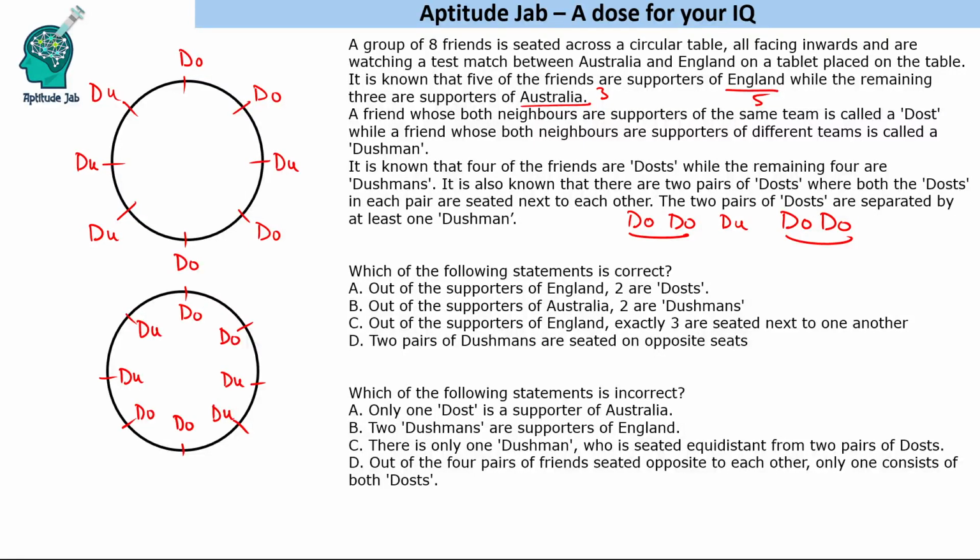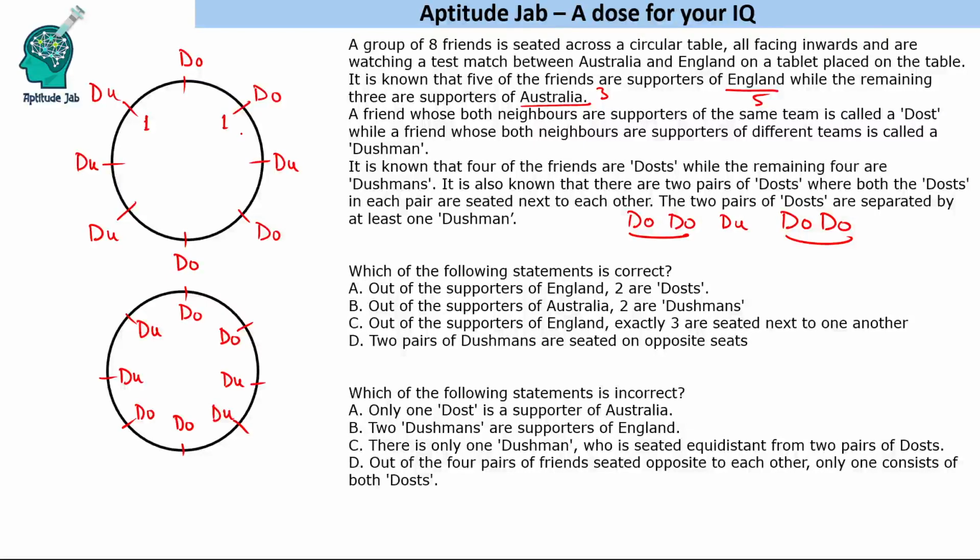Now it is given that 5 are supporters of England and 3 are supporters of Australia. So let us put team numbers 1 and 2 for now, and find out which is Australia and England. So suppose this person is a dost. Okay, so these two will support the same team. Suppose they support team 1. We'll find out later which is team 1, whether it is Australia or England. So both of them will support team 1.